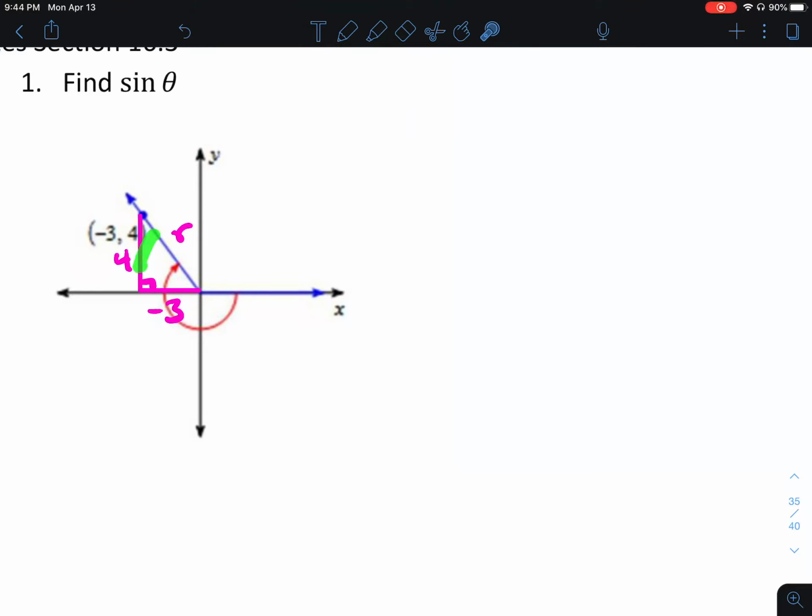So to figure out what r is, this is a Pythagorean triple. It's a 3, 4, 5. If you don't remember that, then do the Pythagorean theorem and you'll figure out that r is plus or minus 5, and the radius will always be positive. X and y can be positive or negative, but the radius is always positive.